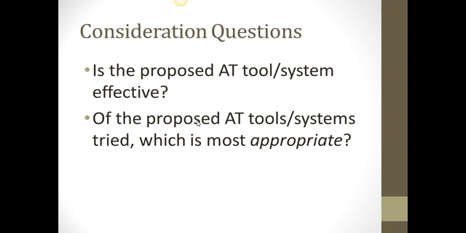Consideration questions. When we're looking at this initial phase, we're thinking about how effective the assistive technology tool or system is, and whether it is doing what we want it to do. So we have 2 questions. Is the proposed AT tool or system effective? And as we try different tools and systems, we need to compare the relative effectiveness to determine which one is most appropriate for the student. Let's take a look at a couple scenarios.